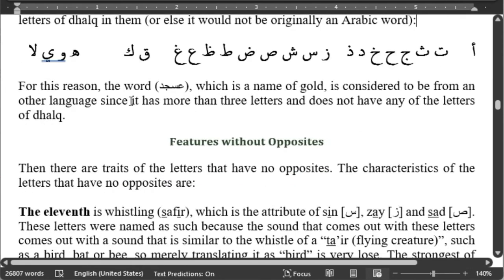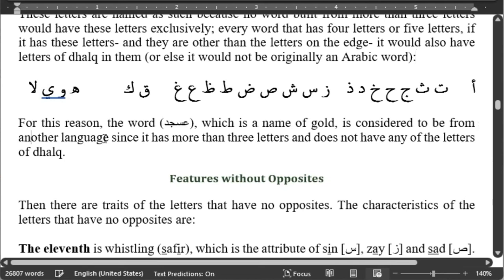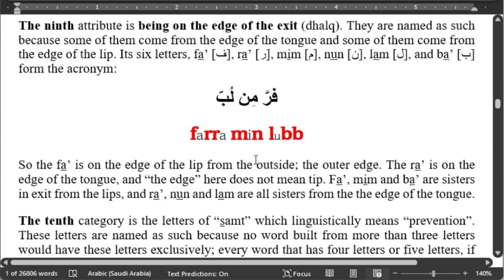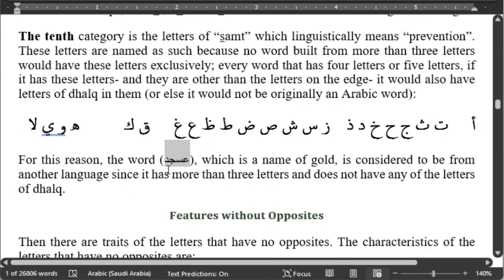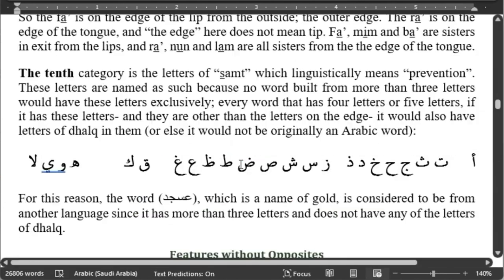For this reason, the word asjad, which is a name of gold, is considered to be from another language. Since it has more than 3 letters, yani 4 letters in this case, and does not have any of the edgy letters, fa, ra, mim, noon, lam, ba, they judged that it's from another language, not from Arabic. Wallahu ta'ala a'lam. Let's stop there.